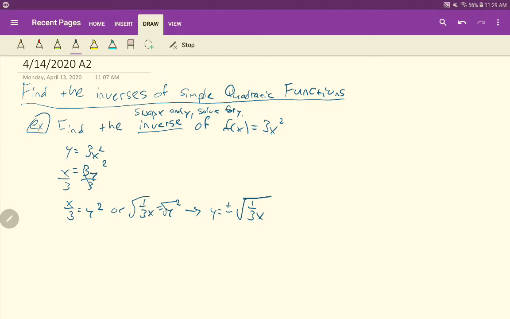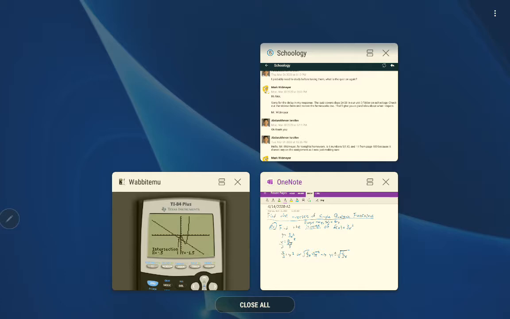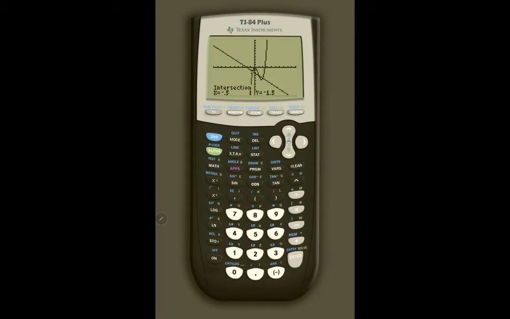Now, if we go to our graphing calculators and take a look at this, comparing the graph of y equals 3x squared and the graph of y equals plus or minus the square root of 1/3 x, we do run into something a little bit funky here. I'll just show that to you real quick. So let me change over to our graphing calculator. I know that this might change your orientation. Hopefully you guys can still see this stuff okay.